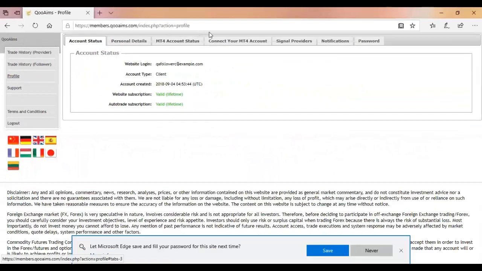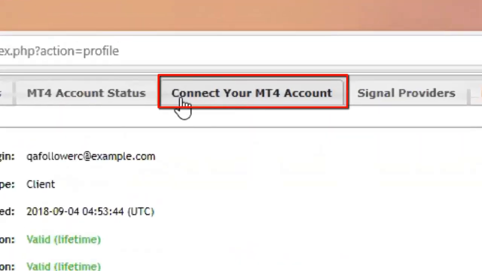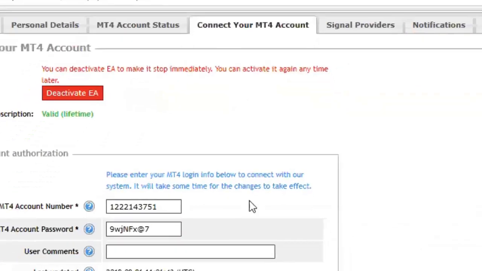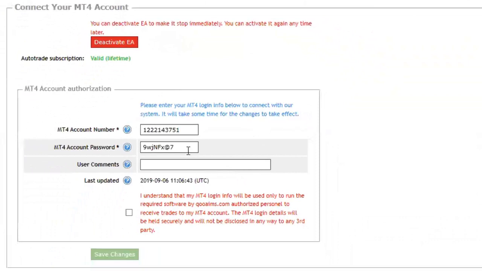When you're at the profile site, go to connect your MT4 account to ensure that your trader's password is being keyed in and you have saved it, so that you are linked up online and ready to copy any signal provider. So this account is already activated, all right?